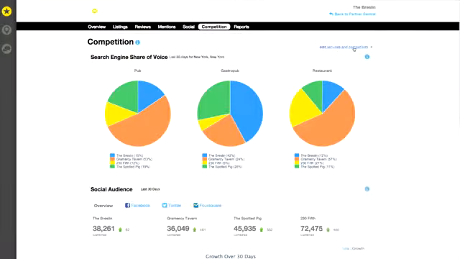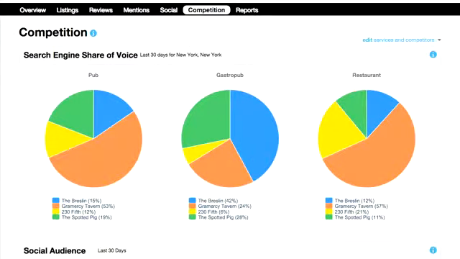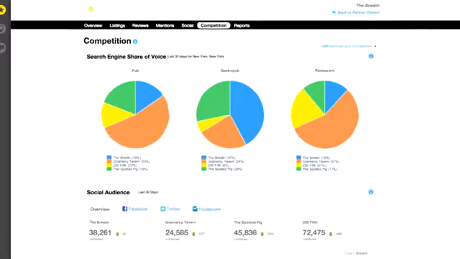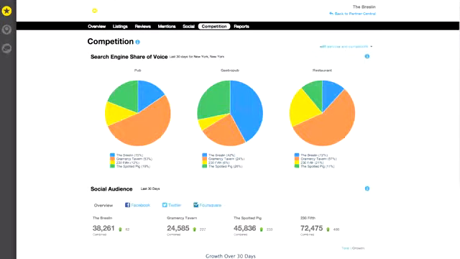Close the Services and Competitors section to see the pie charts for each service category, illustrating your share of local search engine results against competitors. If you're seeing a low share of voice that you don't believe is true, try editing your service categories to be more specific or broad. And remember that share of voice is based on search result volumes, not rankings.